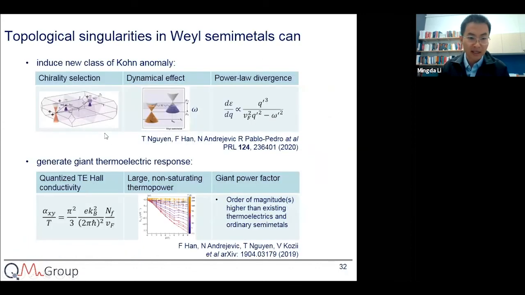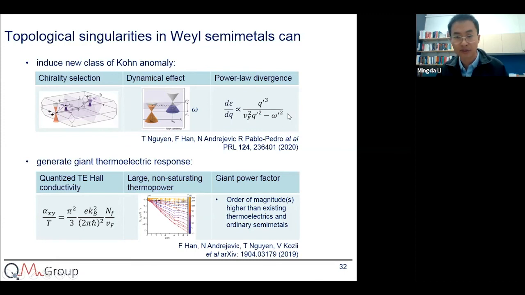harvest energy. As a brief summary, today we provided two examples of using topological singularities. First, to induce this Kohn anomaly, where we can see electronic topology using the lattice degree of freedom, with a few novel features like the chirality selection between the singularities, a phonon energy assisted dynamical effect, and also a power law divergence. This one is limited by the instrument, so we cannot confirm or deny at this stage.